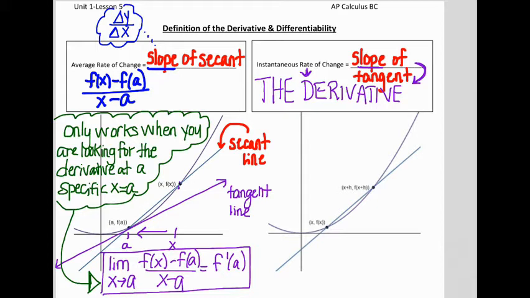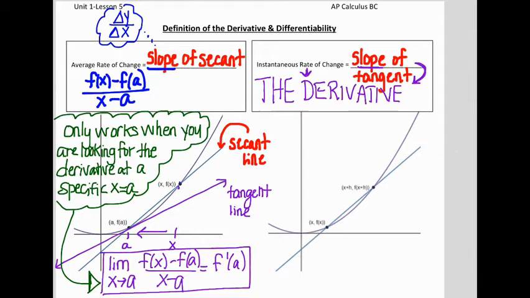The problem with this definition of the derivative is that it only works when you're looking for the derivative at a specific x equals a. This is only going to give you the slope of the tangent line right here at a, and it's not going to give you the slope of any other tangent line. So that's why I have this graph here.